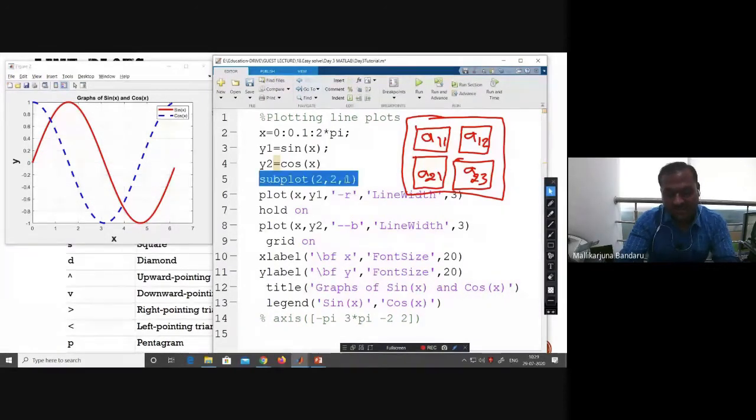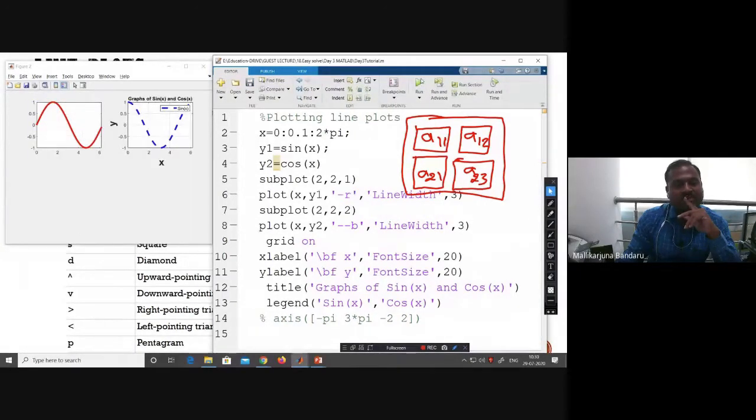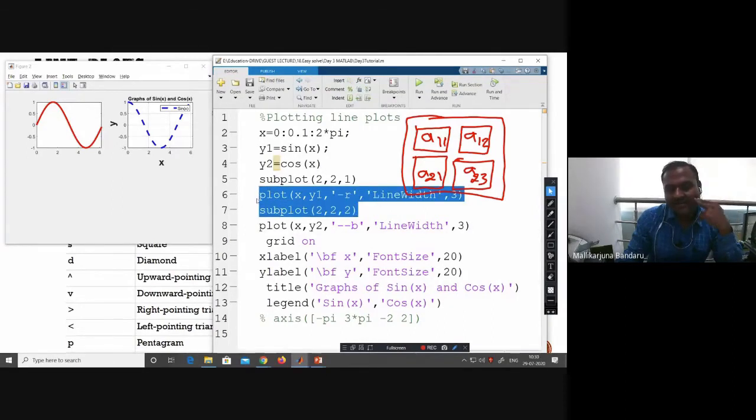Okay, the same syntax let me take for the second one like this, subplot 2 comma 2 comma 2. Now let me run this. See here. Why are the X label, Y label, title, and legend appearing only for the second curve? Because for the first curve we have not assigned anything.